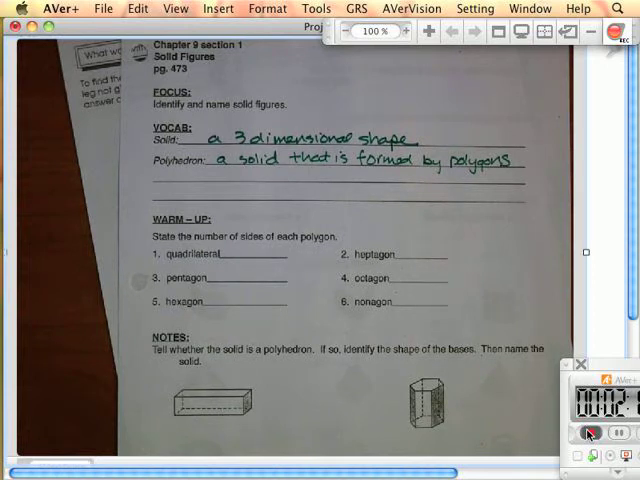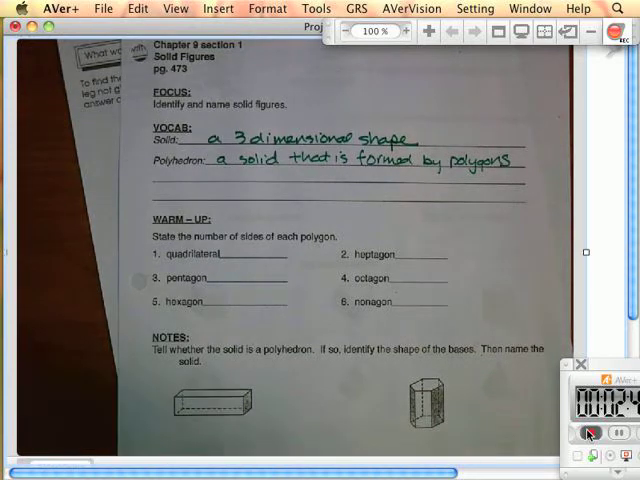Is a circle a polygon? No. A polygon is formed by straight segments. This is not a polygon, so this is not a polyhedron. It's called a cylinder. Okay. Would this be considered a polyhedron? No, it's not formed by polygons. This is not a polyhedron. Okay?